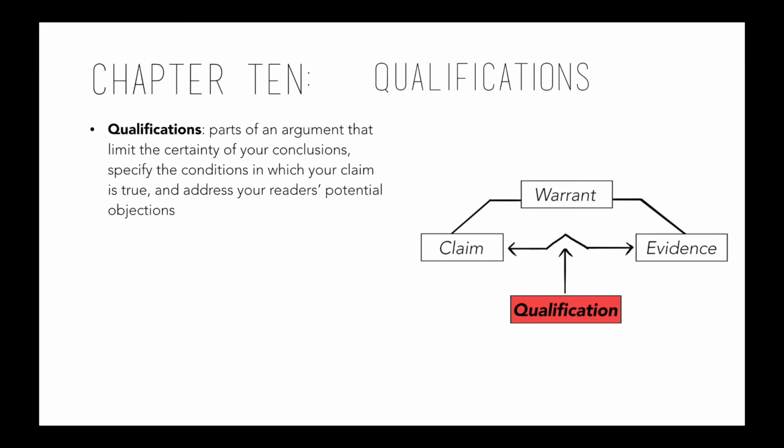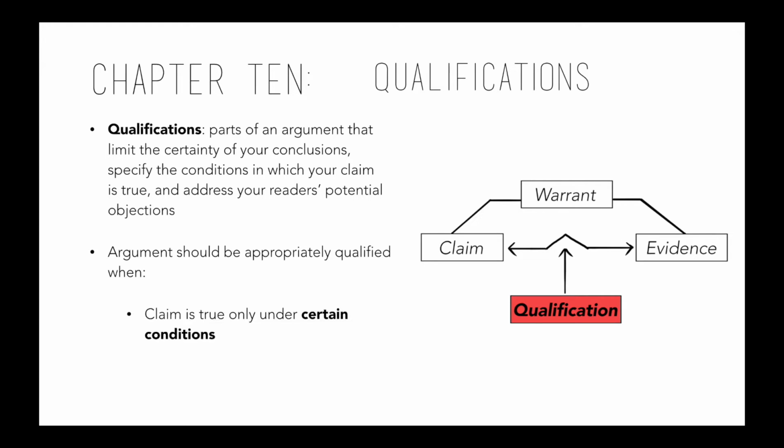Qualifications are parts of an argument that limit the certainty of your conclusions, specify the conditions in which your claim is true, and address your reader's potential objections. The three elements necessary for every argument are claims, evidence, and warrants. However, if you only have these three elements, your arguments might be too simple, to the point of being simple-minded. A significant claim often depends on assumptions that are true only in certain circumstances.